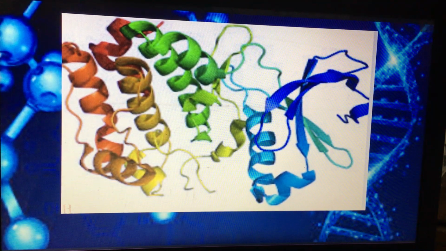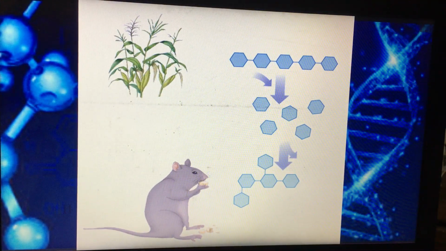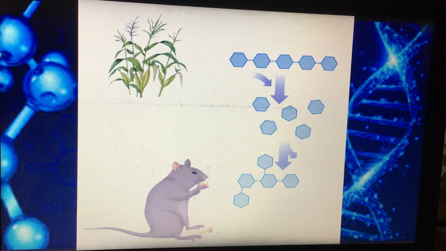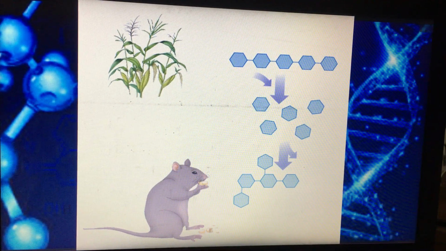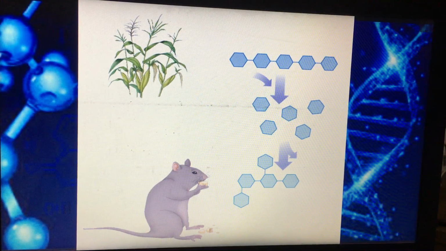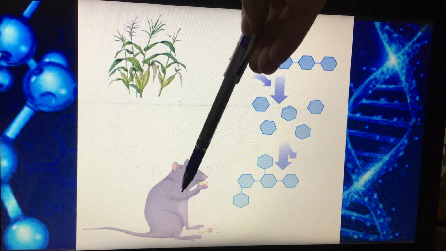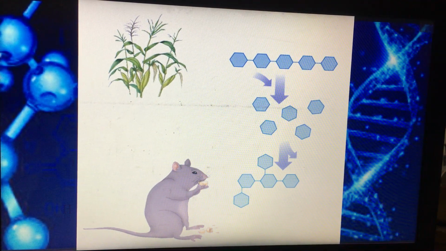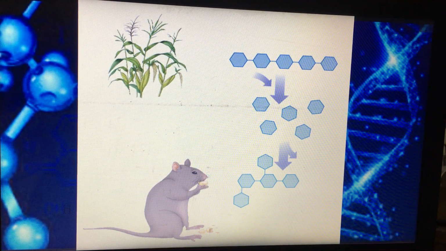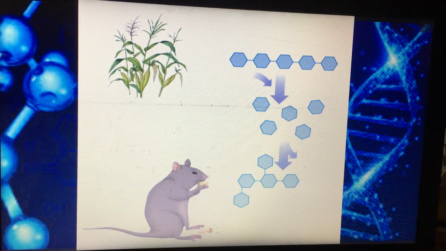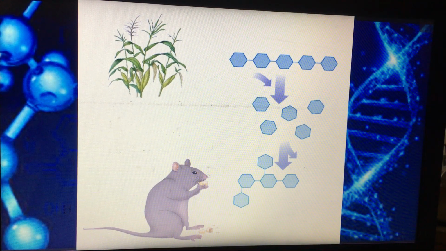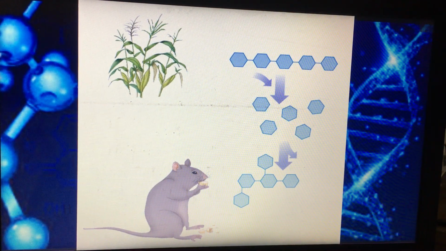Now let's understand the last two concepts, which are hydrolysis and condensation. So focus on this diagram, please. In this diagram, a rat takes molecules from its environment. Here we have a rat, and here are the plants in the environment. So the rat takes molecules from its environment and rearranges them into shapes that suit its requirements.